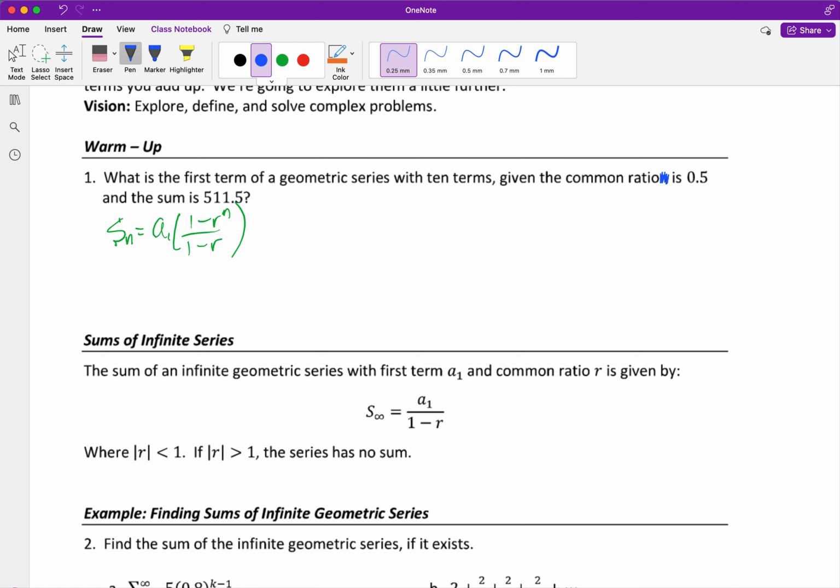So using this, I'm going to fill in the blanks. I've got the sum, 511.5, is equal to a1, what I'm trying to figure out, times (1 minus 0.5 to the 10th, because there's 10 terms) over (1 minus 0.5).